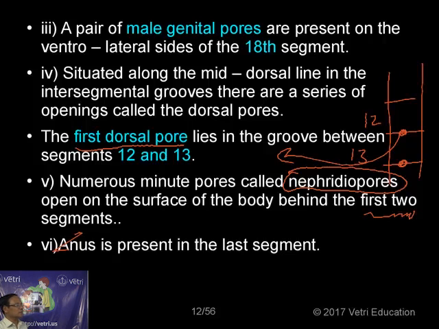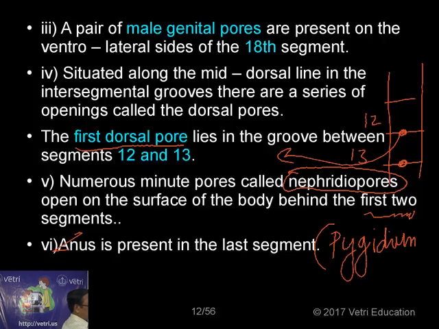Now the last segment is present. You have the anus. The last segment is called pygidium. Just like the first segment is called peristomium, the last segment is called pygidium, and that is where the anus is located. So that's about the openings.